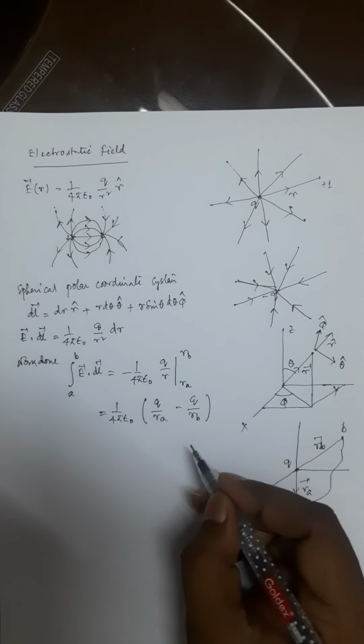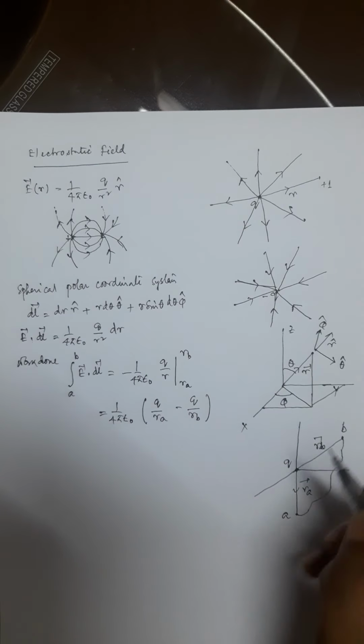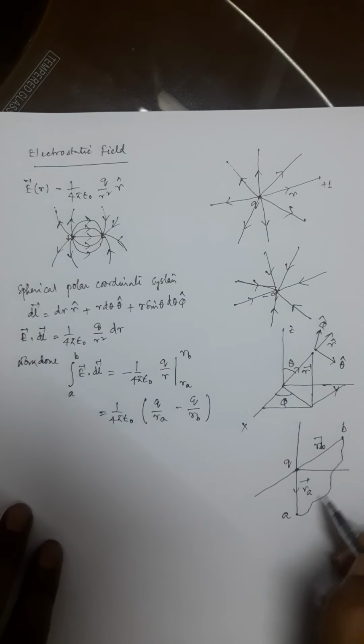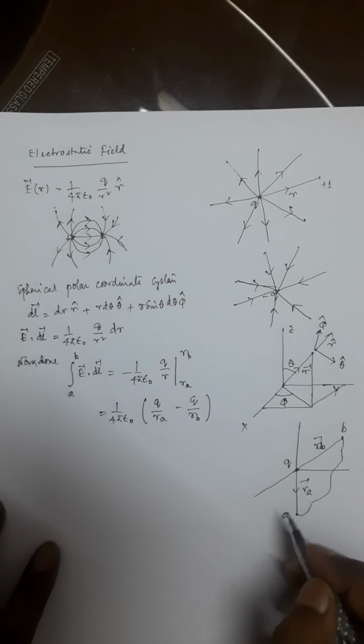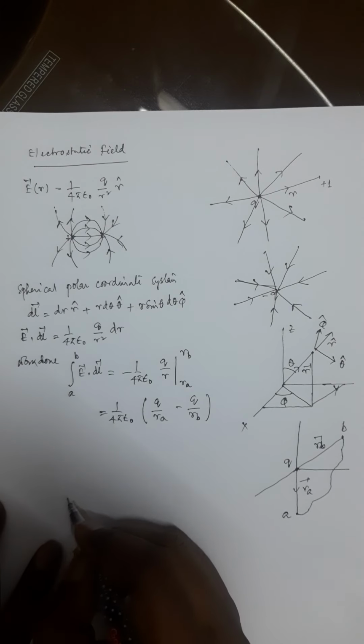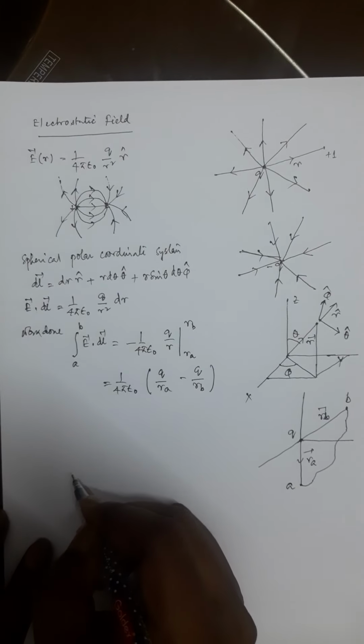Here we see that the work done does not depend on the path itself, rather it depends on the two endpoints between which we are moving the unit charge. So, it is independent of a path. Here we see that the work done is independent of path.